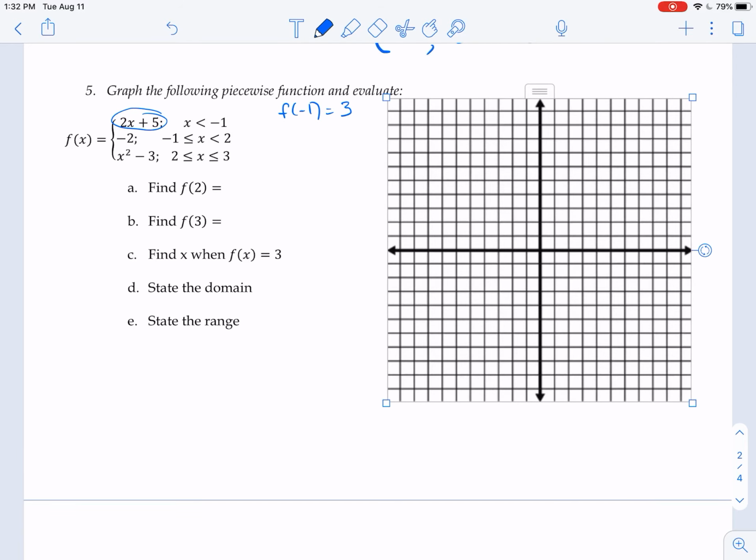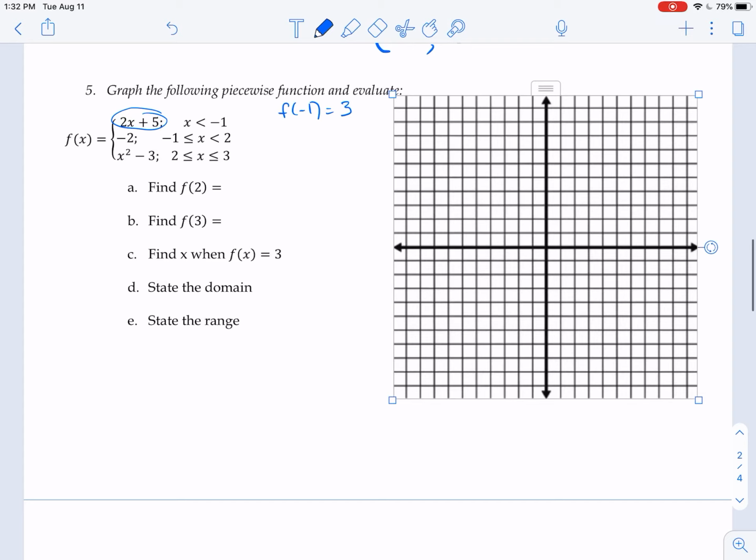Okay, sorry. Negative 1, positive 1, 2, 3. I need to make that, I forgot. My bad. Okay, I don't want that highlighted. Okay, -1, +1, 2, 3. I want an open circle right there.